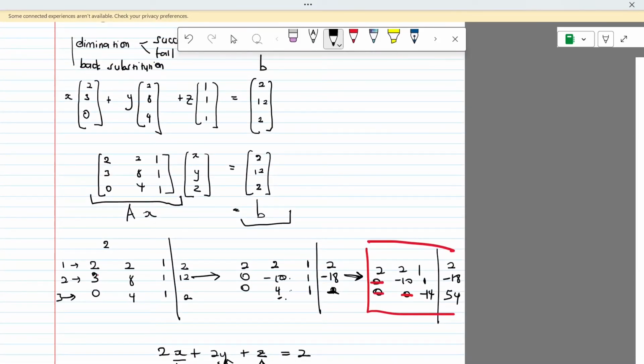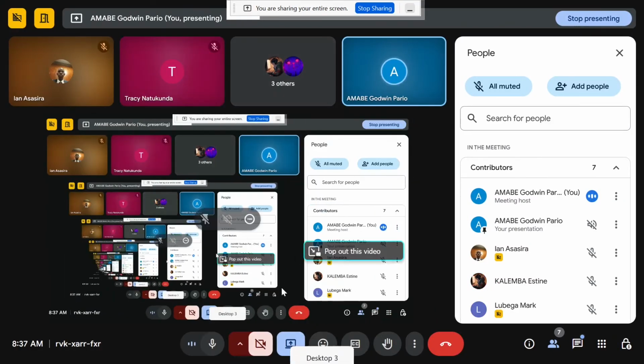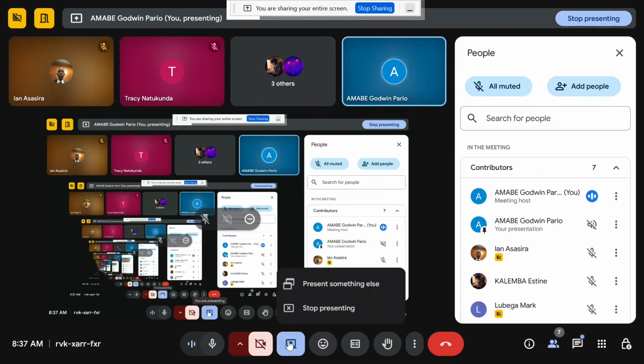Yeah, that will give us how to solve this equation using elimination and back substitution. And in the interest of time, since my time is over, I'll stop there for today.